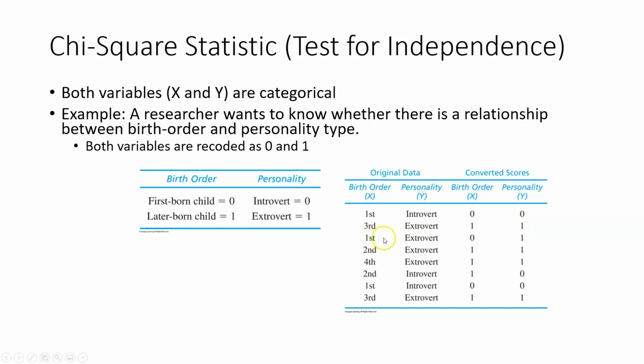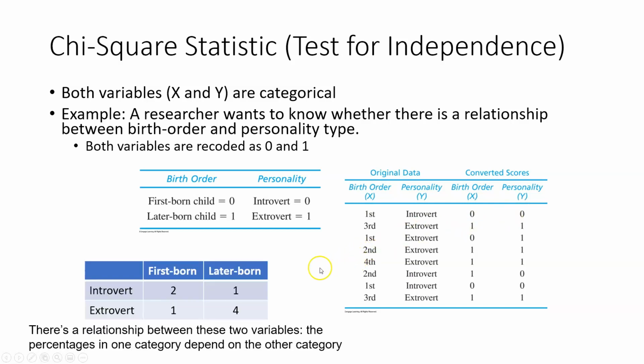And if you went through all of these first, secondborn, fourthborn, secondborn, extroverts and introverts, and gave them scores for each of those things, each person would end up with a 0 or a 1 for their birth order, and a 0 or a 1 for their personality. And then you could figure out how many people fall into each of these combinations. A firstborn introvert, a firstborn extrovert, a laterborn introvert, and a laterborn extrovert.